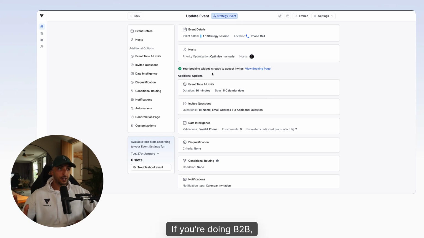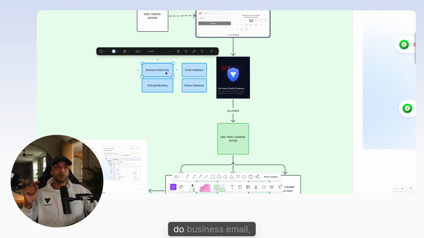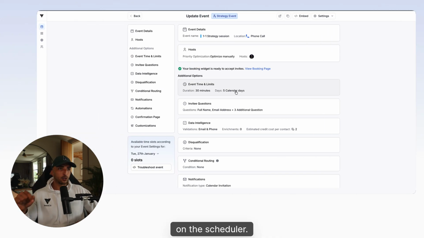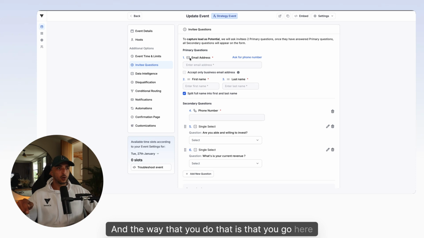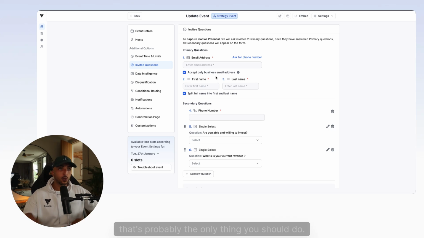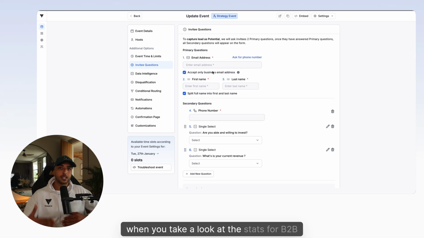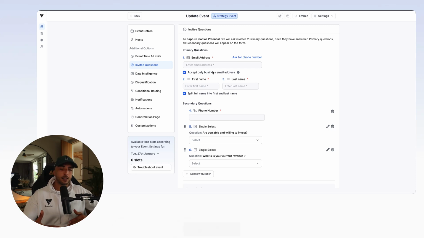If you're doing B2B, what you can do is require a business email on the scheduler. The way that you do that is you go here in invitee question, and only accept business email. If you're doing B2B, that's probably the only thing you should do. This plus the email validation, it's a killer, because you make sure that nobody comes and puts in a fake company business email. And actually, when you take a look at the stats for B2B businesses, the highest indicator of conversion is basically, is this a business email?